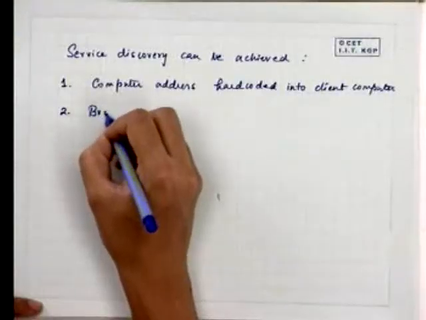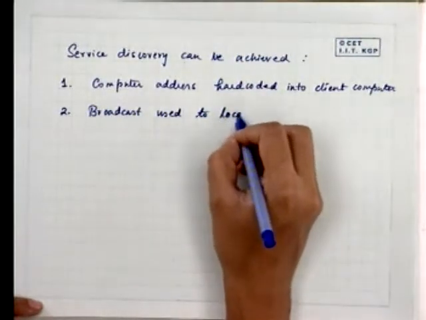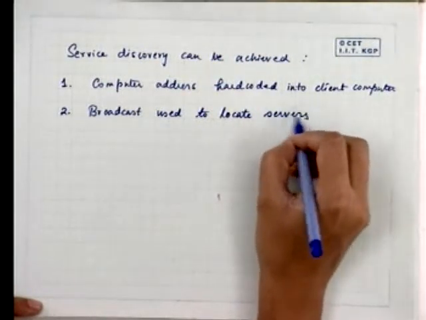Secondly, broadcast can be used to locate the servers. Broadcast means that the client and server computers are attached to the network, and the client wants to find a server which provides the service. So it broadcasts the request on the network, and if there is a server computer on the network which can provide the service, it takes up the request and responds, letting the client computer know that it can provide that service.